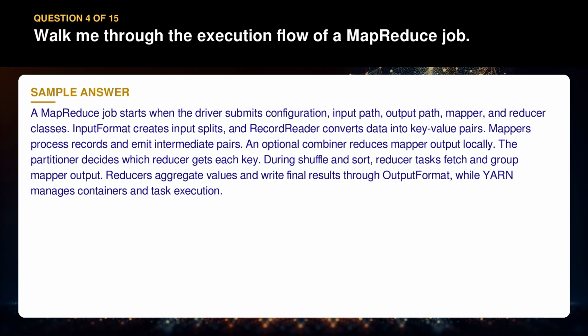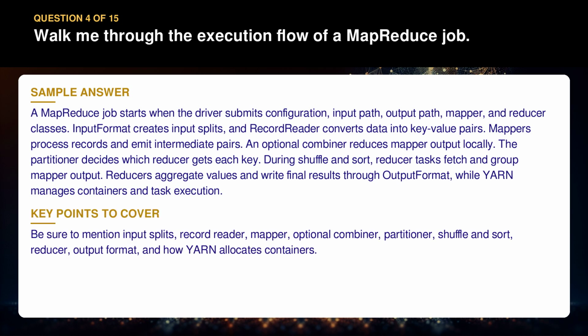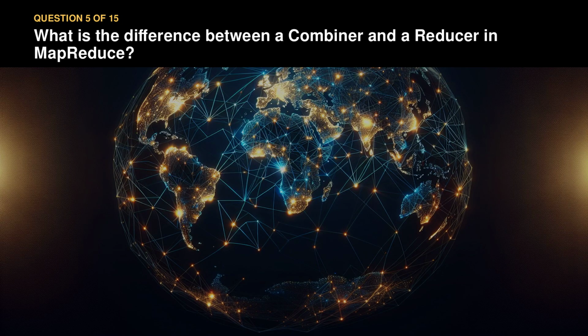The partitioner decides which reducer gets each key. During shuffle and sort, reducer tasks fetch and group mapper output. Reducers aggregate values and write final results through output format, while Yarn manages containers and task execution. Be sure to mention input splits, record reader, mapper, optional combiner, partitioner, shuffle and sort, reducer, output format, and how Yarn allocates containers.